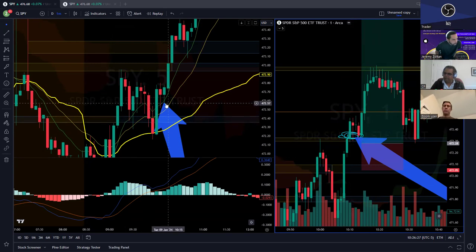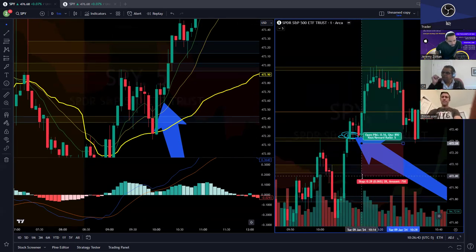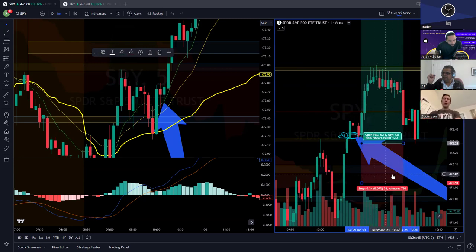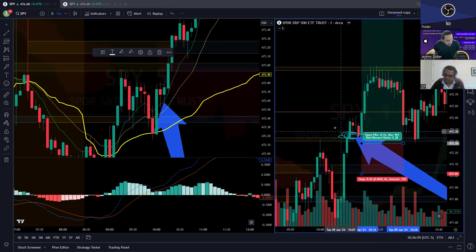Confluencing factor, 9 EMA, MACD is bullish. First clean break above the 472.28, entering with a stop loss of the next key level. I need a clean break above this key level, right? And it's a 2-to-1, right? We're going for 2-to-1, so I need a break of this level right here, this key level, when I'm getting in.